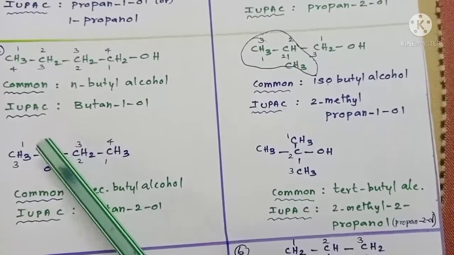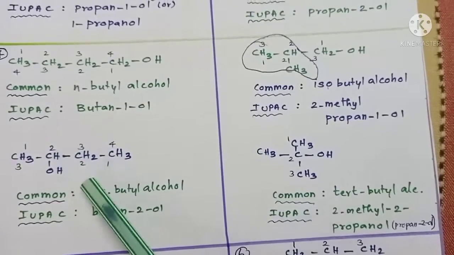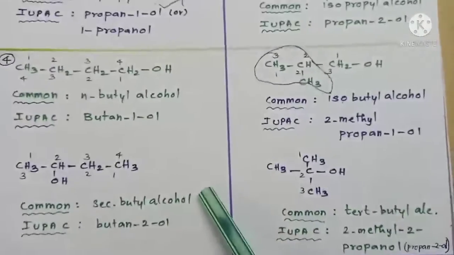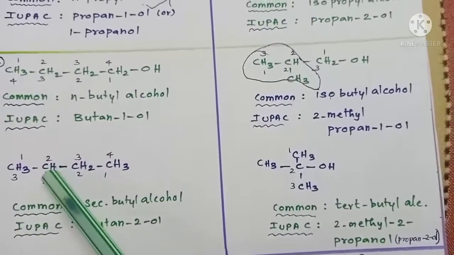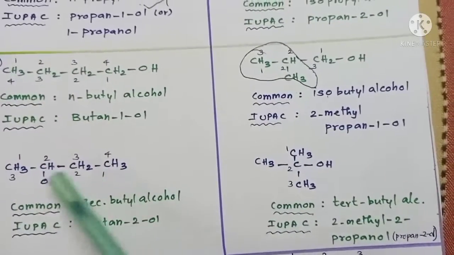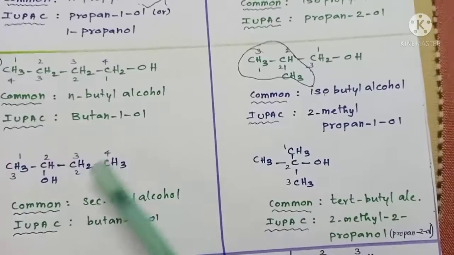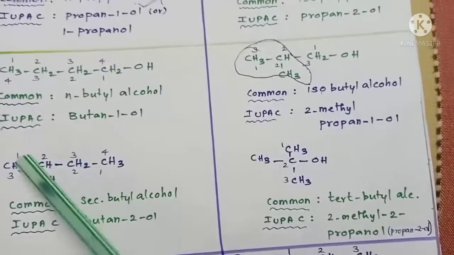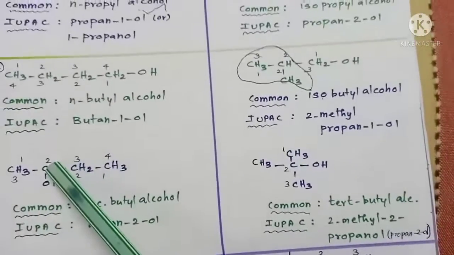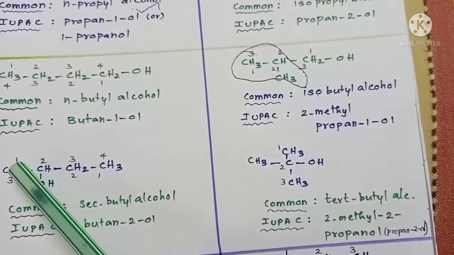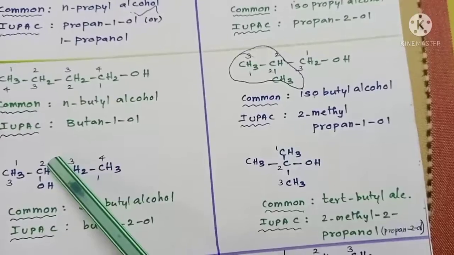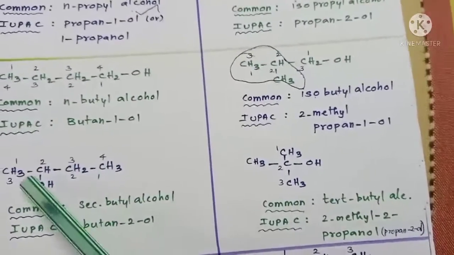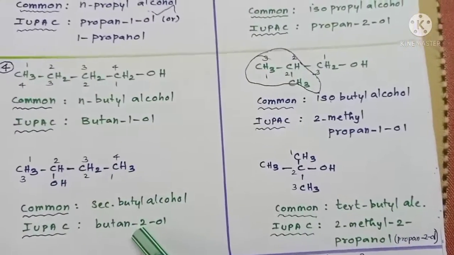So in butyl alcohol, the alpha carbon is secondary in nature. So it is called secondary butyl alcohol. Right. Now let us go for the IUPAC name. Numbering the parent carbon chain, I move in the forward direction to give the least number to the alpha carbon: 1, 2, 3, 4. The OH group is attached to the second carbon, so it is butan-2-ol. So secondary butyl alcohol is called butan-2-ol.